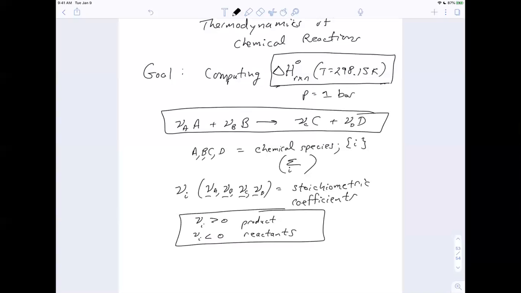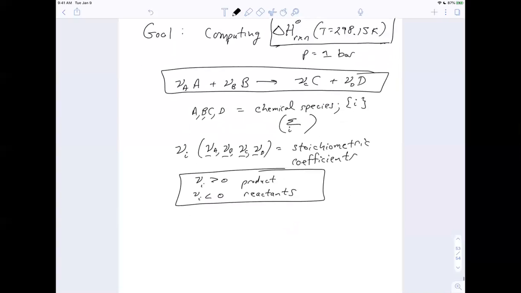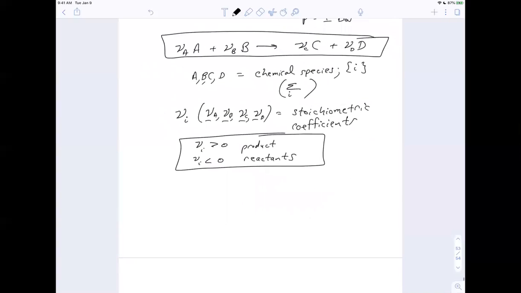All right, so let's begin our discussion as to how we want to do this, or how we will analyze this.